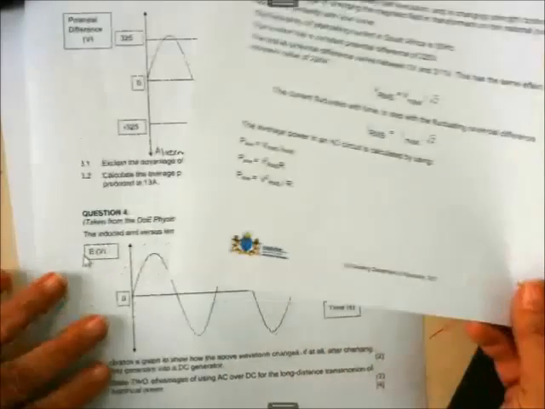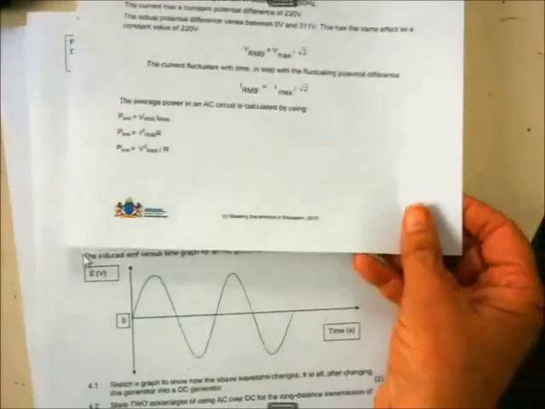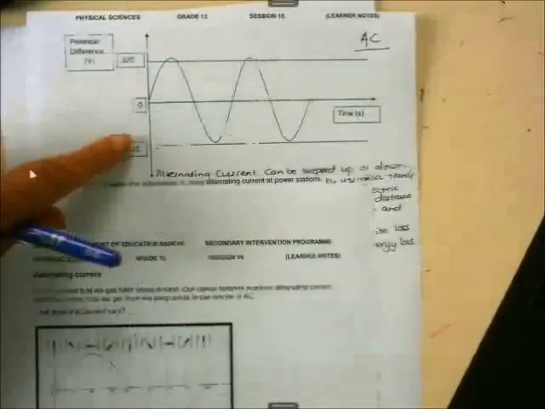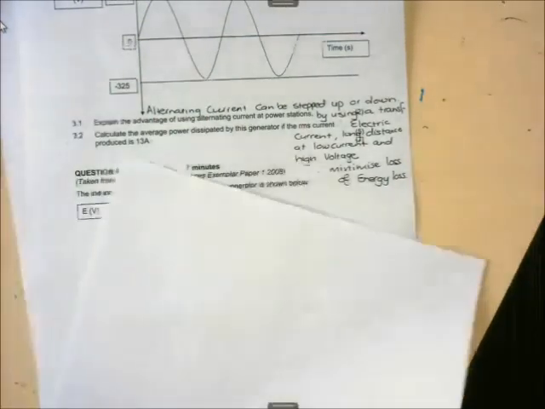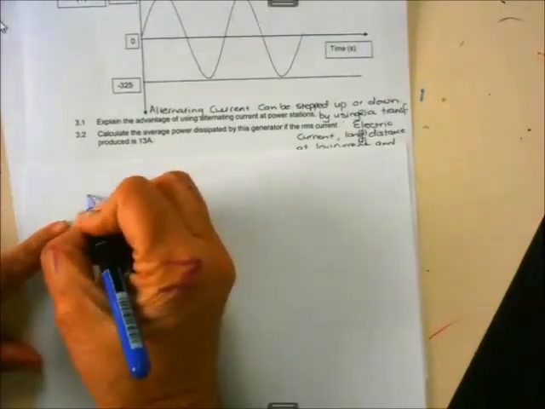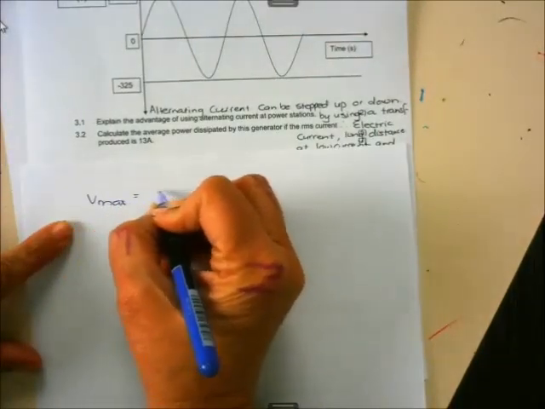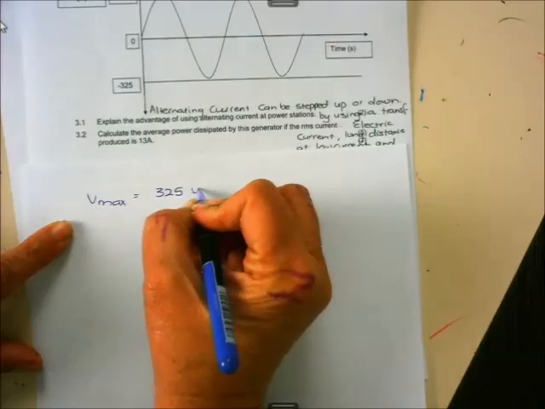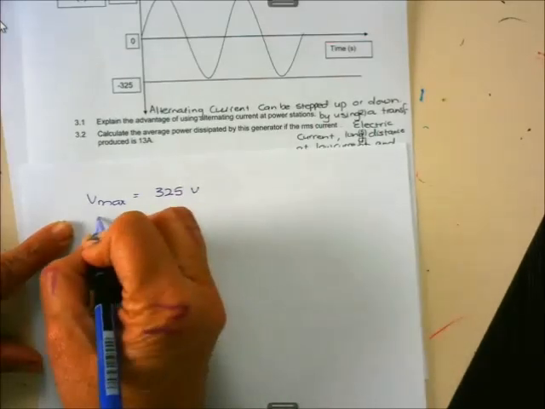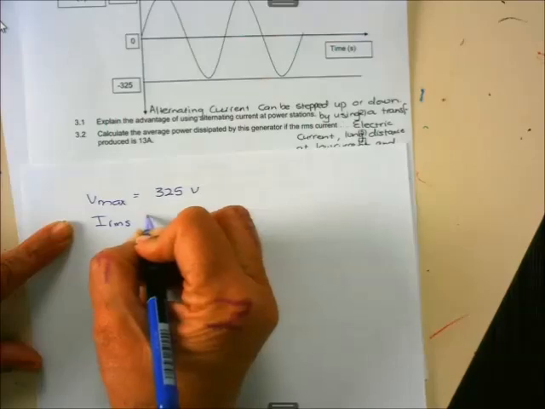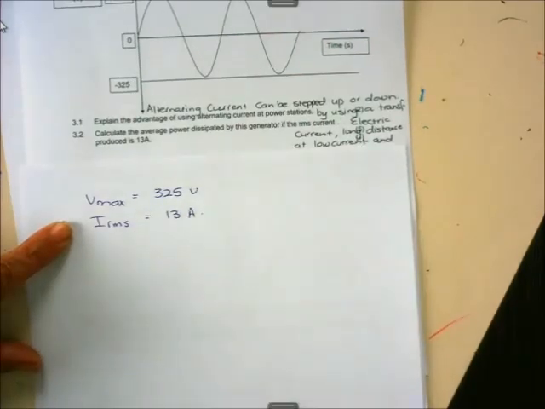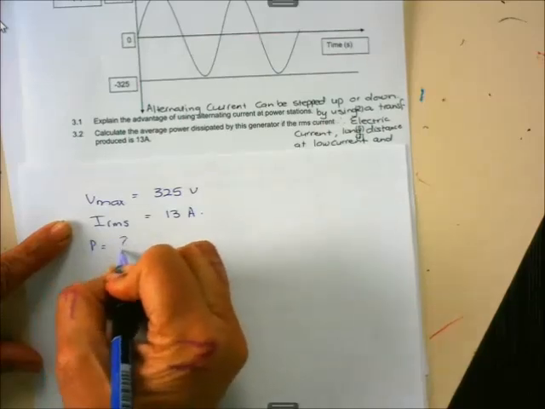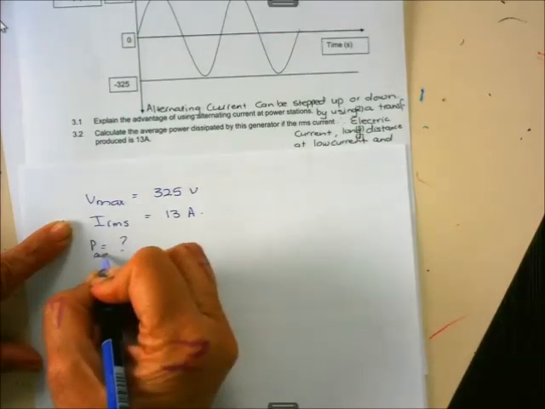So, right, let's quickly see what they have given us in this case. They gave us Vmax. Let's quickly write it down. Vmax is equal to 325 volts. Then they also told us that IRMS was equal to 13 amperes. And they wanted to know the power. Now, ladies and gentlemen, they wanted to know the average power.